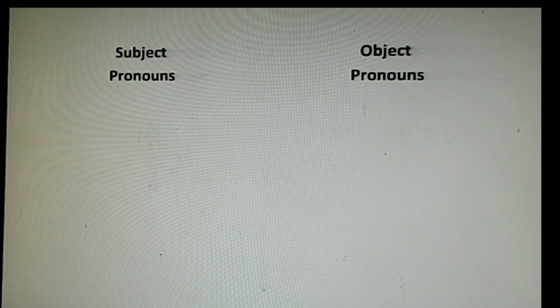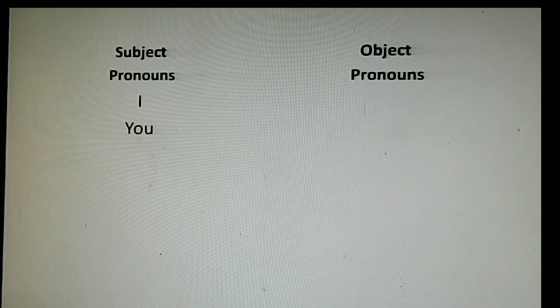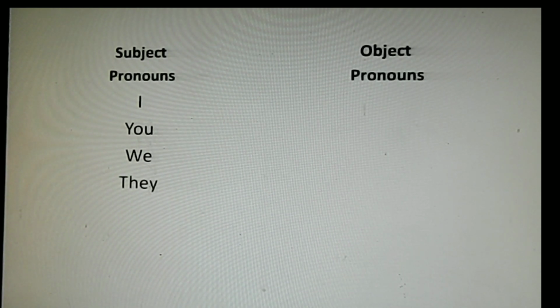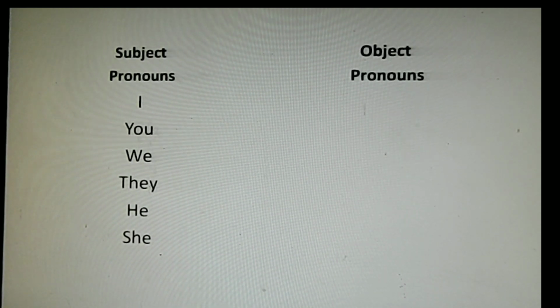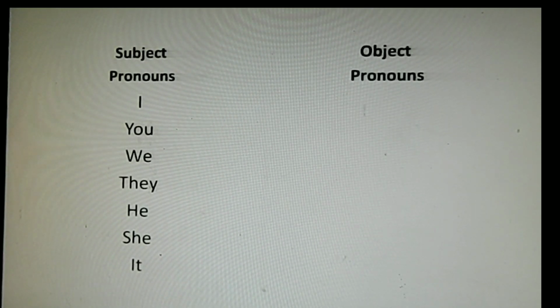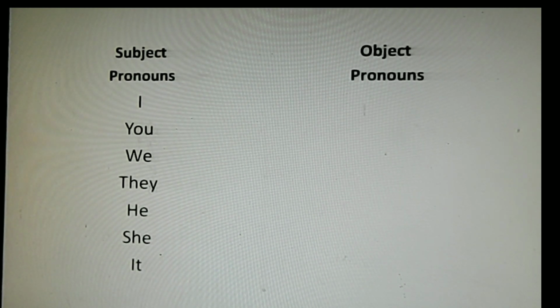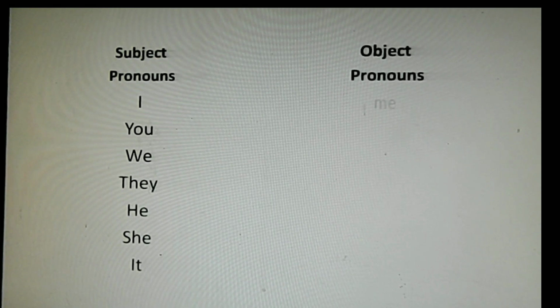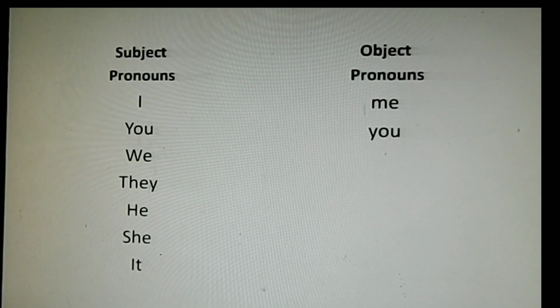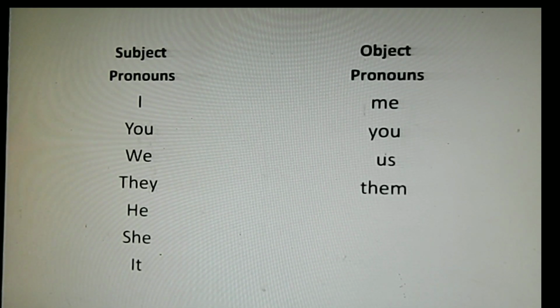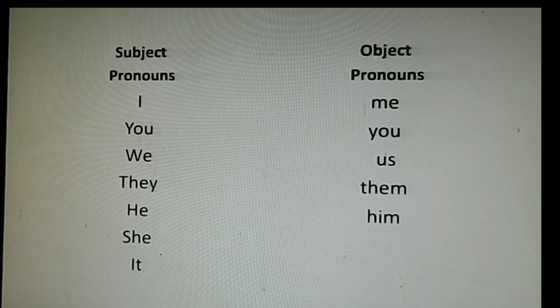We categorize the pronouns into two groups, that is subject pronouns and object pronouns. Subject pronouns, for example, I, you, we, they, he, she, it. And to replace a noun in the object position, can you guess what we use? What can be the object pronouns? We use the object pronouns. For example, me, you, us, them, him, her, and it.